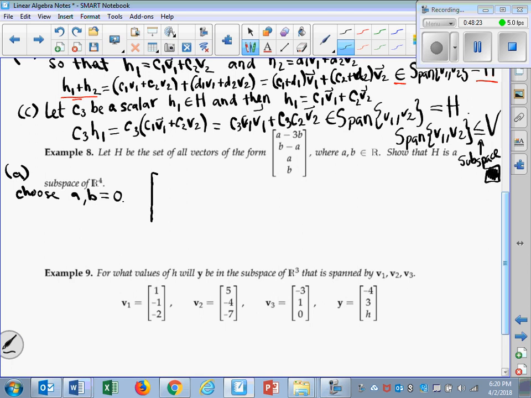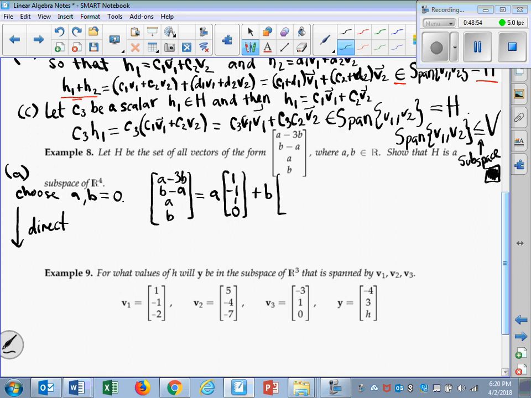So let's actually write out the vector A minus 3B, B minus A, A, B. So we could go through it directly. This is direct, but I'm about ready to show an indirect way of showing that it's a subspace. This is equal to A times the vector, the coefficients of A are 1, negative 1, 1, and 0, plus B times the coefficients of B, which are negative 3, 1, 0, and 1.